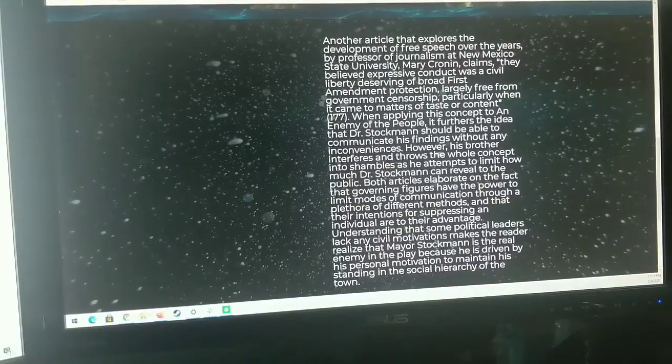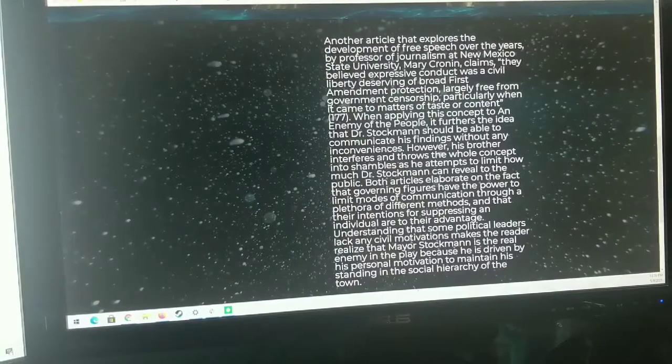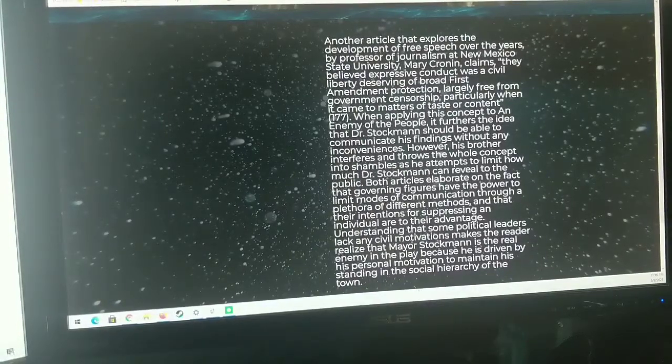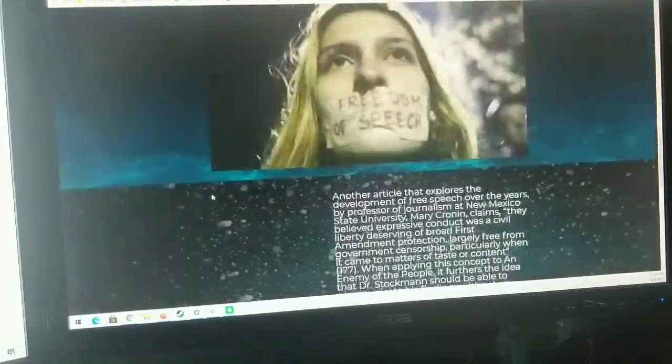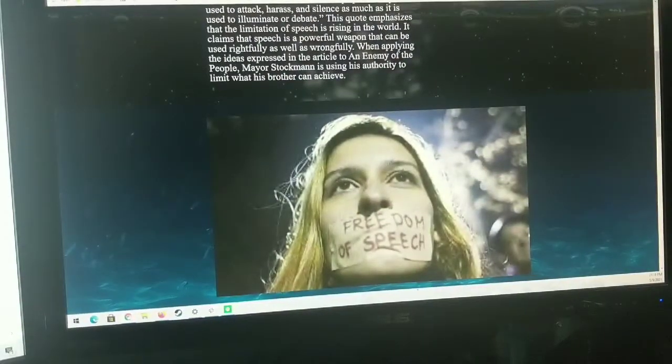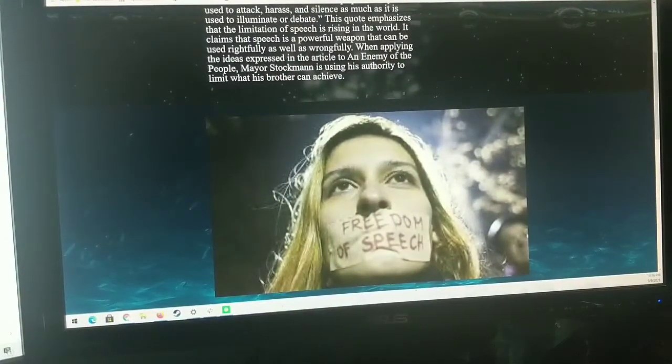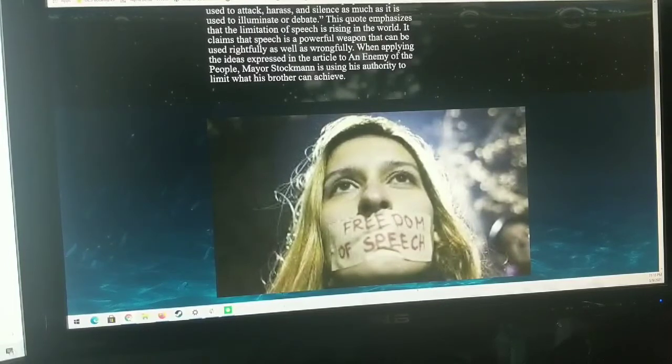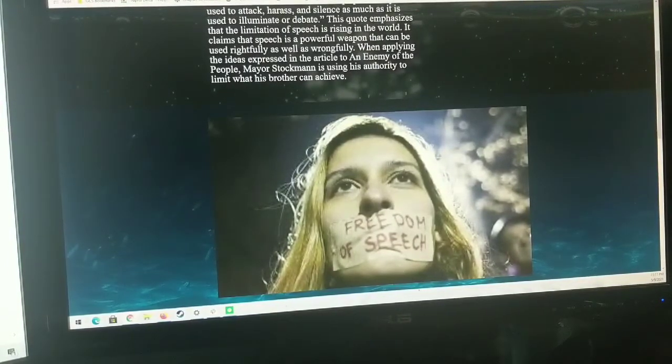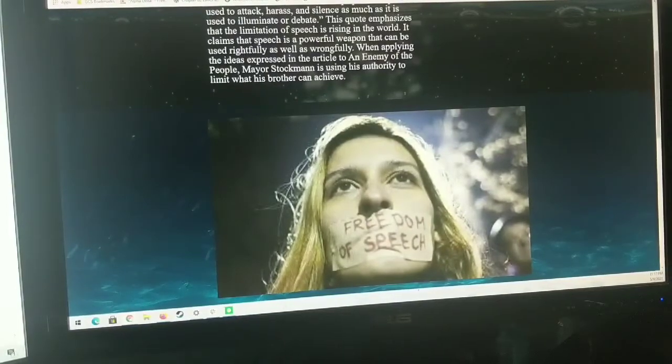Both articles elaborate on the fact that governing figures have the power to limit modes of communication through a plethora of different methods, and that their intentions for suppressing an individual are to their advantage. This image in the middle is an example that free speech is a concept that people are raised to believe we have. The lady is told she has freedom of speech when her mouth is actually covered up, so she can't talk at all. This demonstrates that our perception of free speech might not be the same as the reality of it.